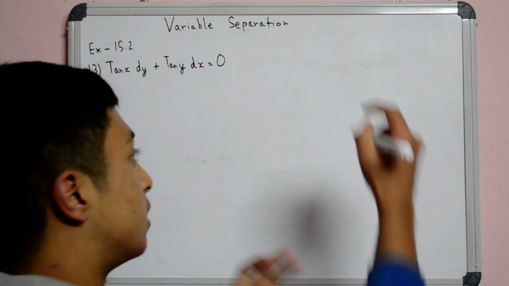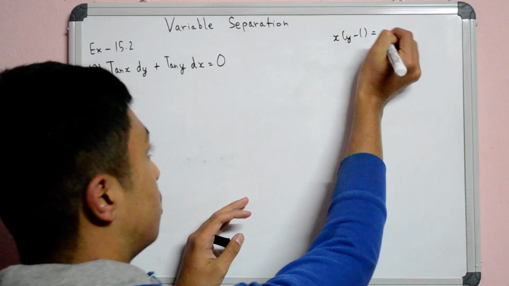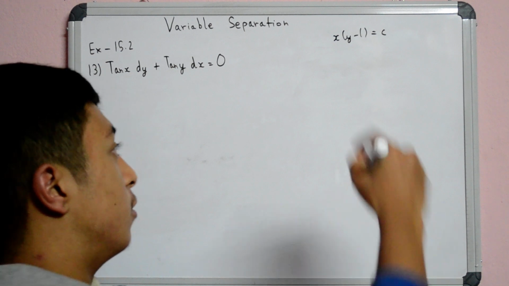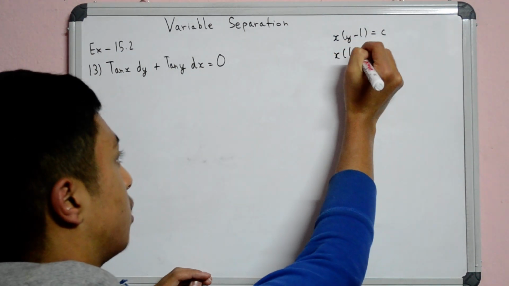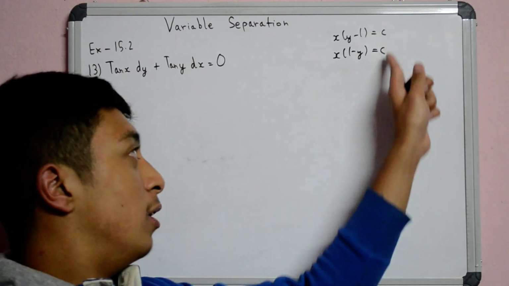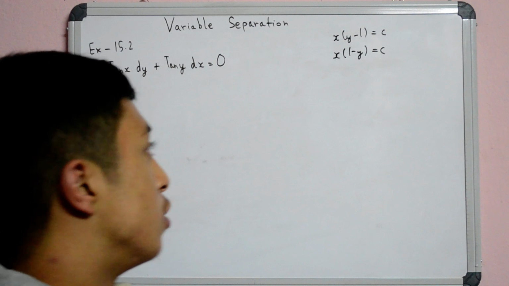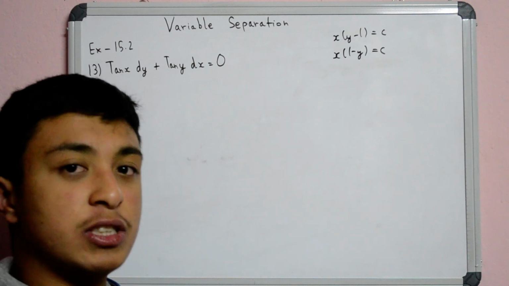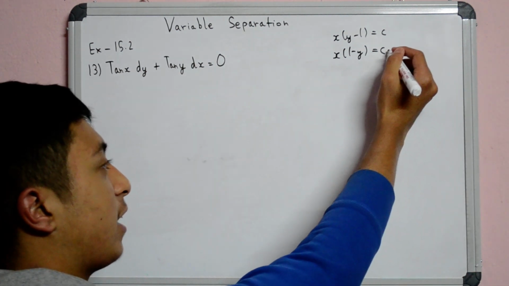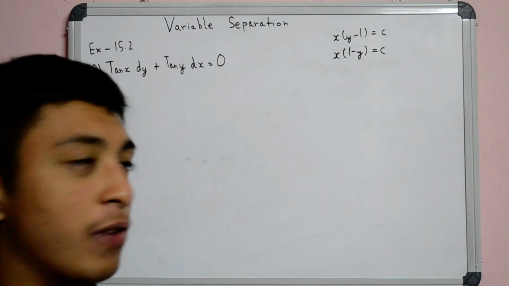In the book it's given that x(y minus 1) is equal to c, but in my previous video I got the answer x(1 minus y) equals c. Now, the difference is, well, one is the negative of the other, but you should check out my video on how constants work to see how this is in fact equal to this. Because I will summarize it right here very quickly.